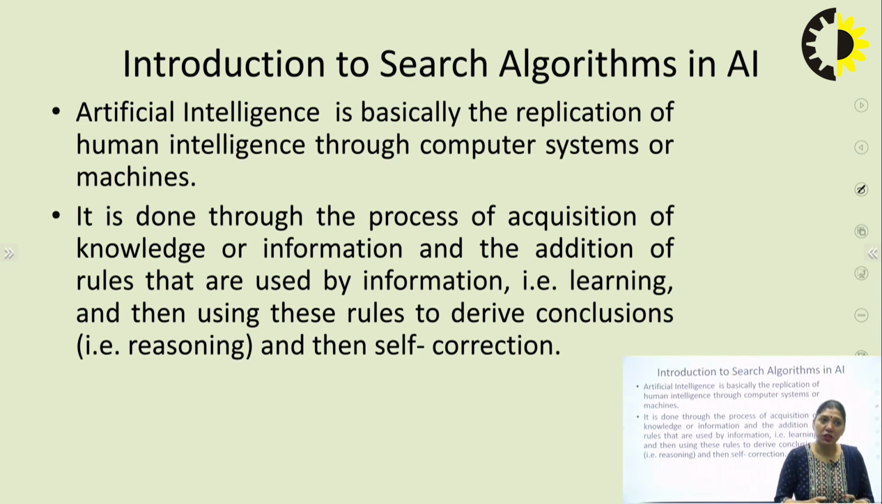AI is basically the replication of human intelligence through computer systems or machines. It is done through the process of acquisition of knowledge or information and the addition of rules that are used by the information. Of course, it's a machine, so we have to tell it completely how to step forward, how to step backward, how to move on. So for every movement, we should have a set of rules. We have to declare the rules by which they can take certain steps, isn't it? Because it's a machine, it's a dumb model, it's just a blank box, like a black box. So we have to feed certain rules, and through those rules and certain training given, definitely the machine can act humanly, isn't it?